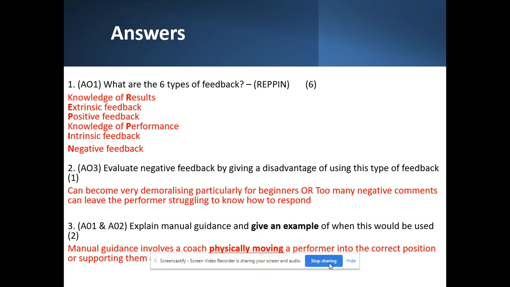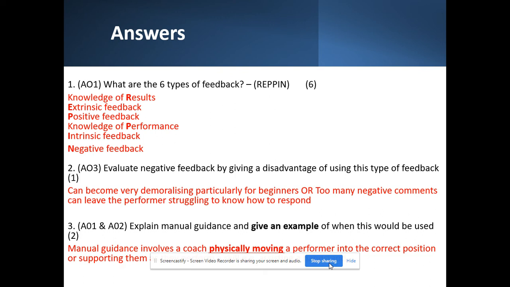The next one, evaluate negative feedback by giving a disadvantage of using this type of feedback. The answer is can be very demoralising, particularly for beginners, or too many negative comments can leave a performer struggling to know how to respond. We spoke about this in quite a lot of detail in our last lesson about a coach that you may have that actually gives a lot of negative feedback.